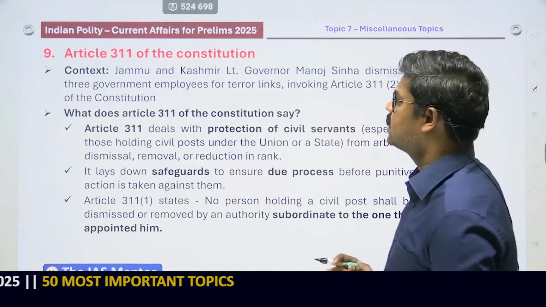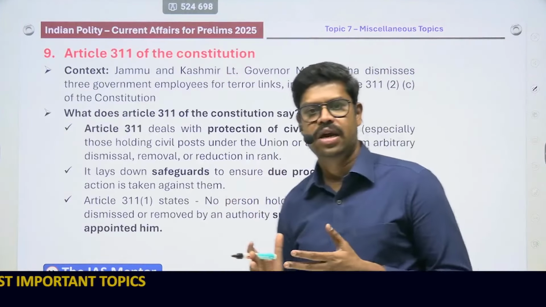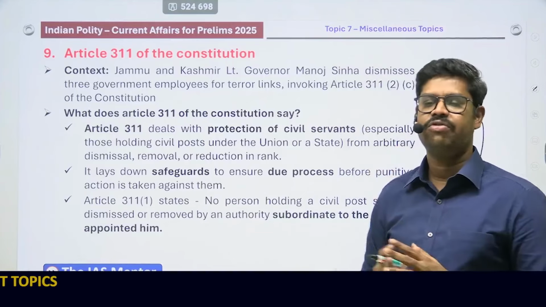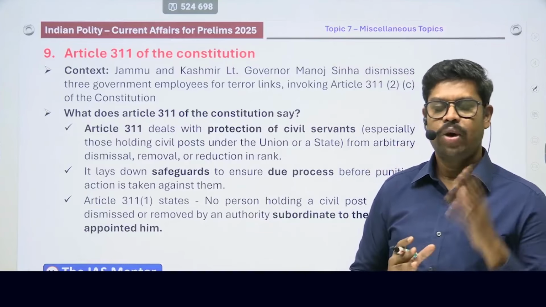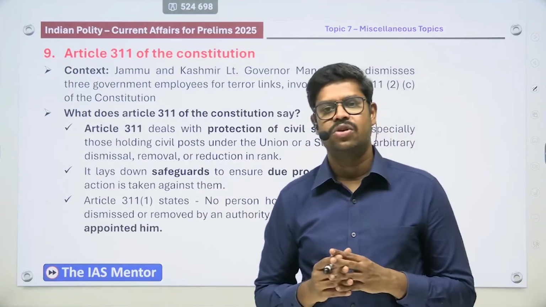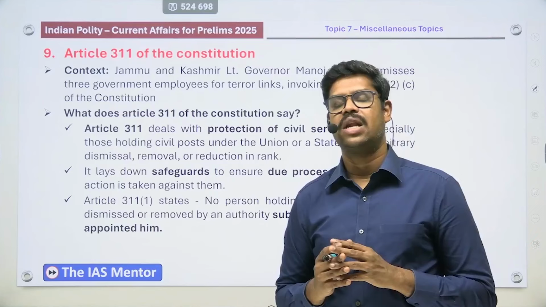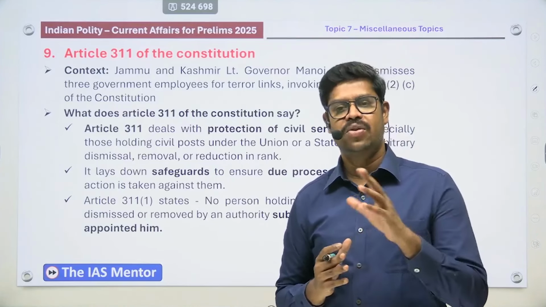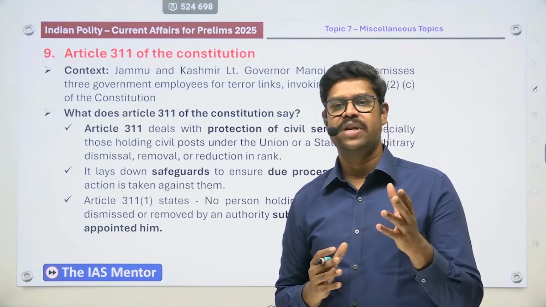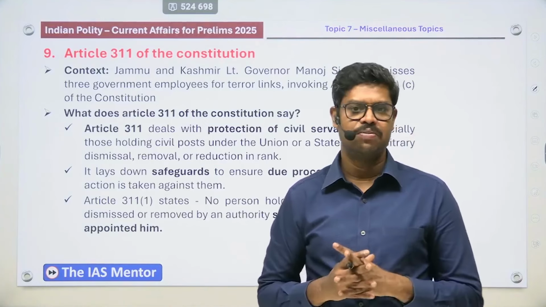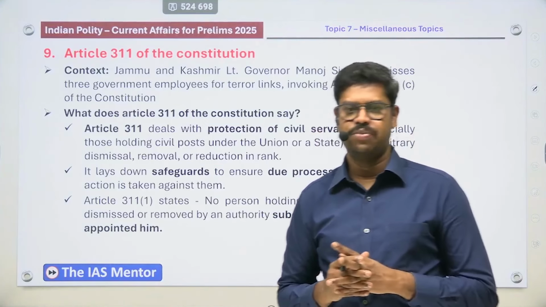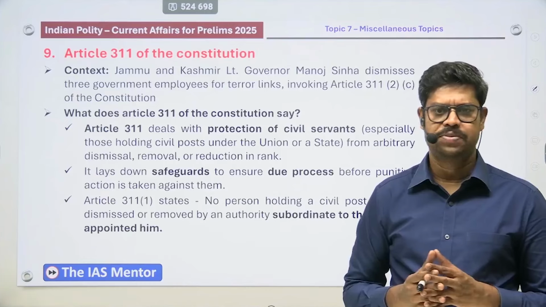Please come to the next article. The important current affairs is Article 311 of the Indian Constitution. Now, why is this Article 311 of the Indian Constitution very important? Because invoking the provisions of Article 311, the Lieutenant Governor of Jammu and Kashmir has dismissed some government employees from the Union Territory of Jammu and Kashmir.